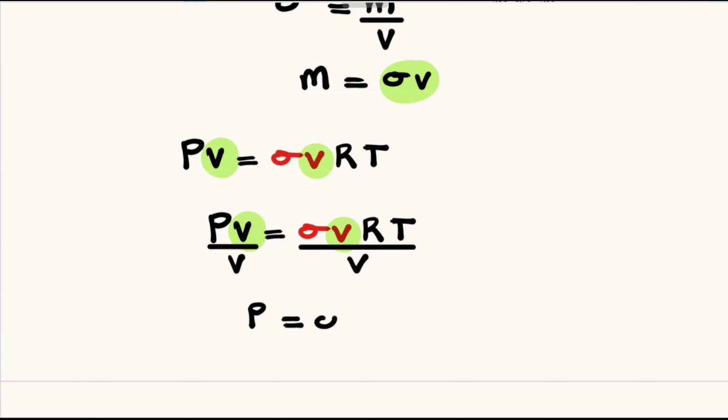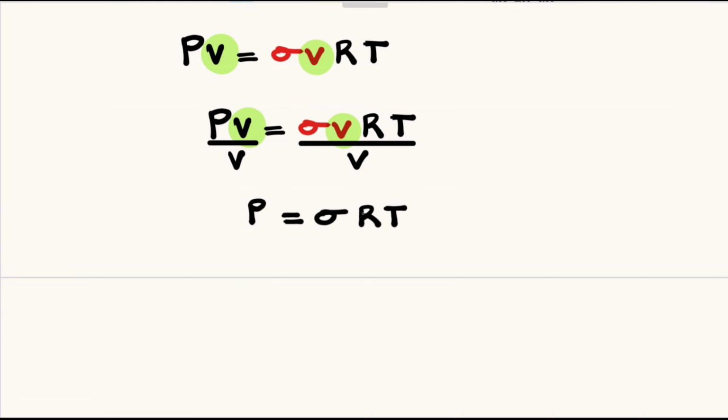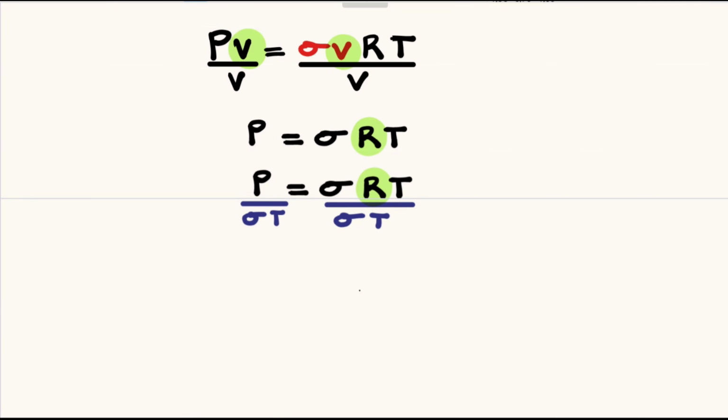So we'll be left with P, which will be equal to density multiplied by the gas constant R multiplied by the temperature. But we have to make that R the subject by dividing both sides of the equation by the density multiplied by temperature. And now the pressure divided by the density multiplied by the temperature will be equal to the gas constant R. From here, it's just a matter of substitution.